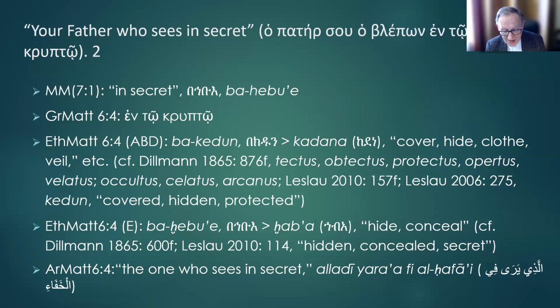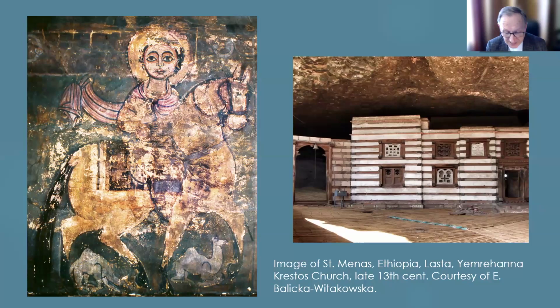The Arabic biblical text aligns closely with the Greek model, rendering the phrase as aladi yara fi alkhafai, literally the one who sees in secret. To summarize, the medieval redactor of the Miracles of St. Menas revised the biblical quotation by replacing the qualitative expression who sees you, ho blepon, ze yarieke, with the broader phrase who is in heaven, ze besemayat, a common designation for God the Father, possibly influenced by the Lord's Prayer. Additionally, the translation of in secret, en krypto, as behibue, appears to reflect an Arabic linguistic context, suggesting this revision occurred relatively late in the text redaction.